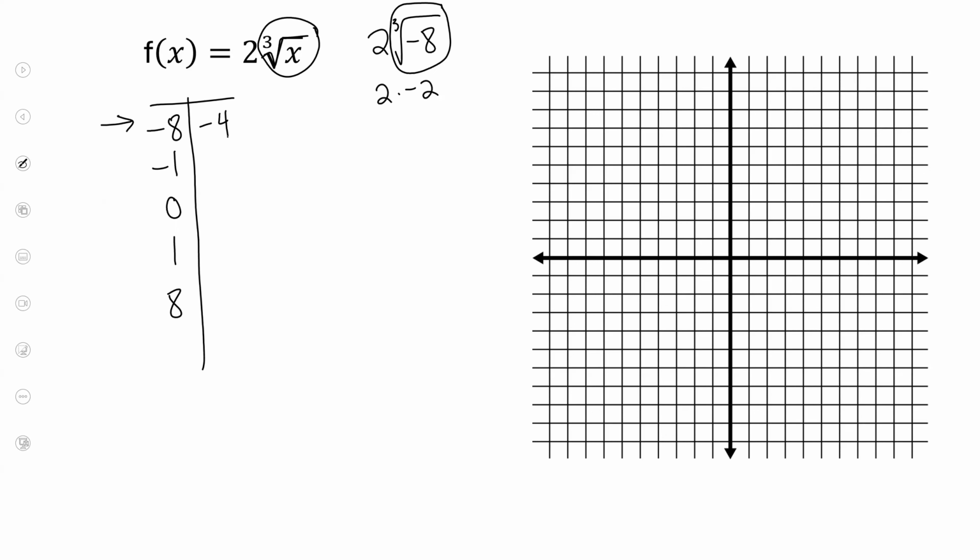Next, instead of a -8, we're going to plug in a -1. The cubed root of -1 is -1. Then you multiply these to get -2. This will give you 0. This will give you 2, and this will give you 4. Now that you have the original table, swap the x's and y's to get the inverse table. And then you can plot both on the graph. You guys can look up to check your answers.